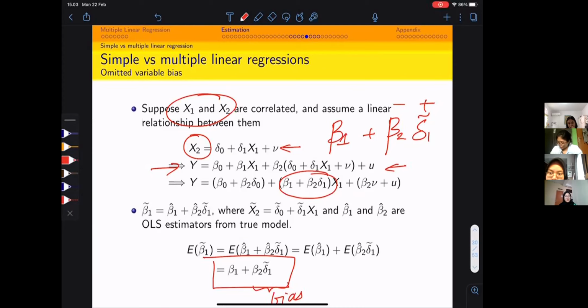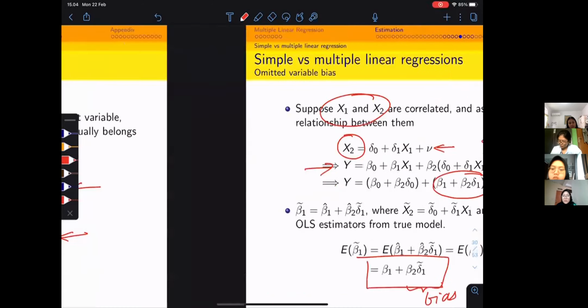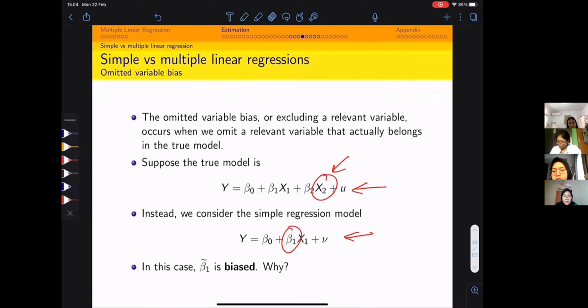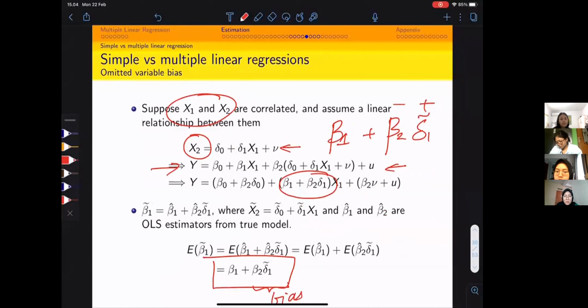Okay, so what is beta 2 and what is delta 1? Now beta 2 shows you the relationship between the variable that we omit and the outcome variable. Okay, I'm just going to go back one slide so you're clear. So beta 2 shows you the relationship between x and y. So it's actually the effect of the omitted variable on y. It could be positive, it could be negative, depending on the model and the data, okay? So that's beta 2. What about delta 1? Delta 1 is basically the relationship between x1 and x2, okay? It's the relationship between the variable that we omit and the variable of interest x1, okay?